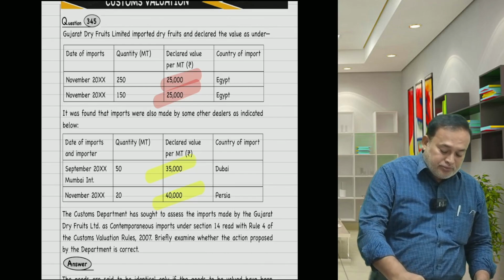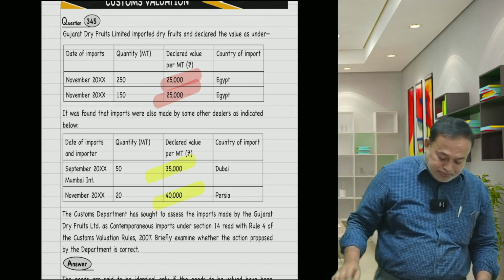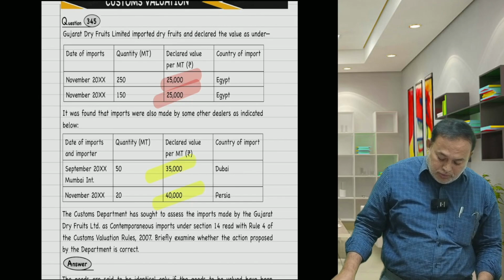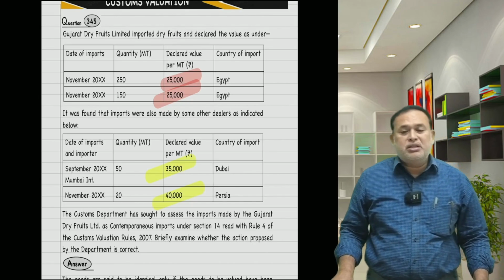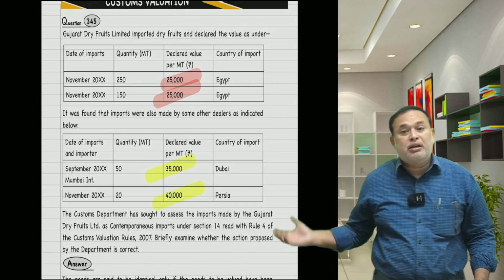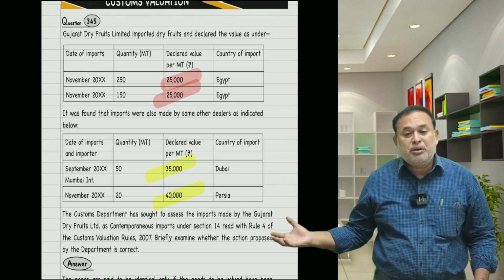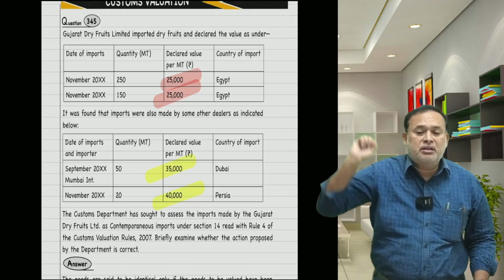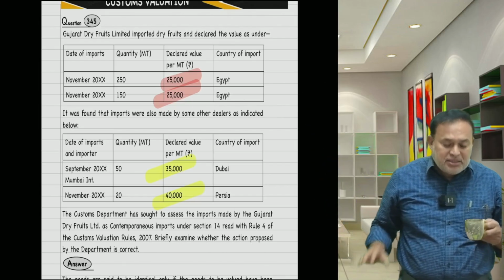Therefore, your identical goods we are not going to consider. We will take that identical goods into account: 35,000 rupees per metric ton from Dubai and 40,000 from Persia. That will be considered here as your import value. Is that the right approach?